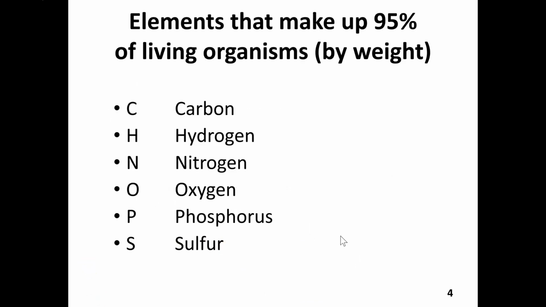All living things are composed of elements. The most common elements found in living things are these six, which I call the CHNOPS. It's the easy way to remember them. Carbon, hydrogen, nitrogen, oxygen, phosphorus, and sulfur are your six elements that make up pretty much all living things, but there are some microelements that are needed as well.